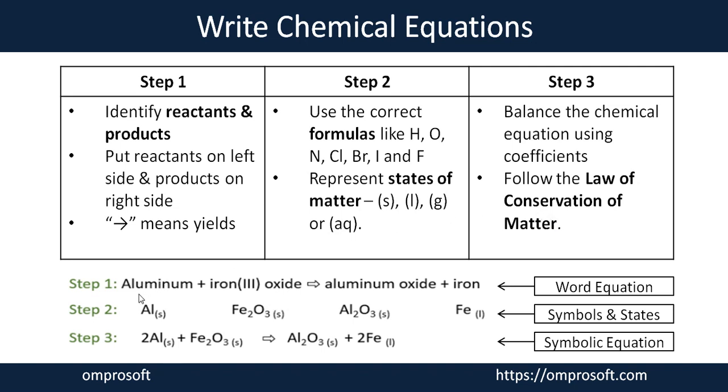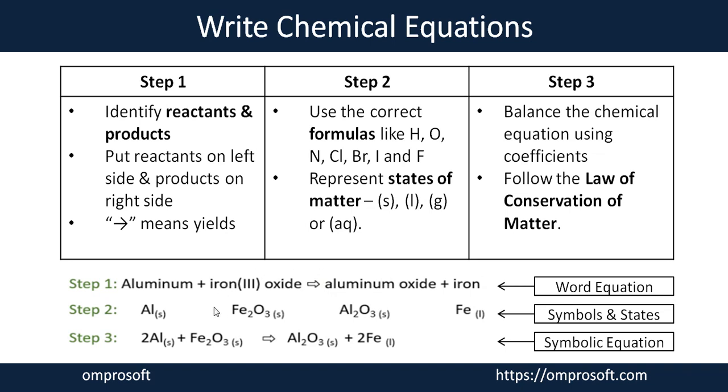Here you can see all these three steps summarized. In the first step, we need to identify the reactants and products. So here aluminium and iron trioxide are the reactants, and aluminium oxide and iron are the products, and this arrow shows the direction in which the product is formed, which is called a word equation.